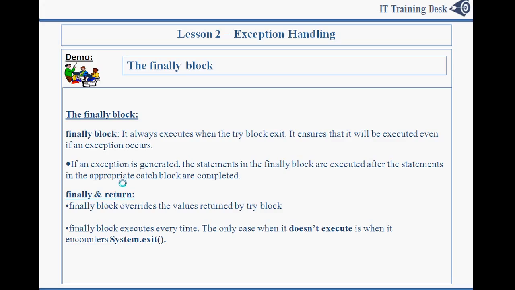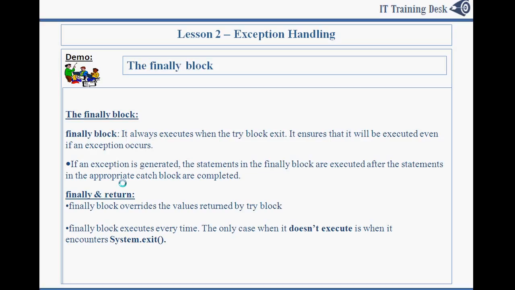Finally block. The finally block always executes when the try block exits. It ensures that it will be executed even if an exception occurs. If an exception is generated, the statements in the finally block are executed after the statements in the appropriate catch block are completed. The main usage of the finally block is to do cleanup jobs, and it is good practice to use a try-catch block with finally whenever we are using resources.